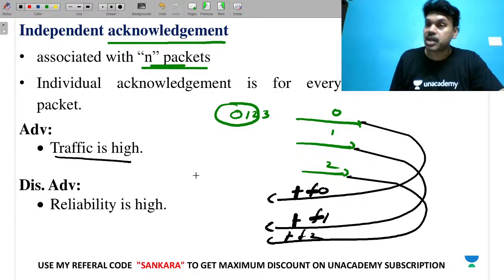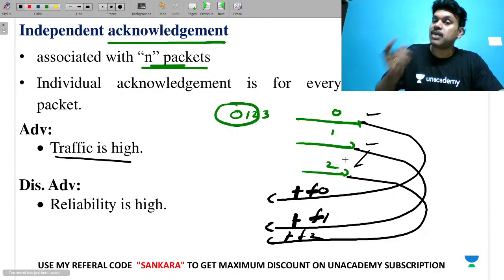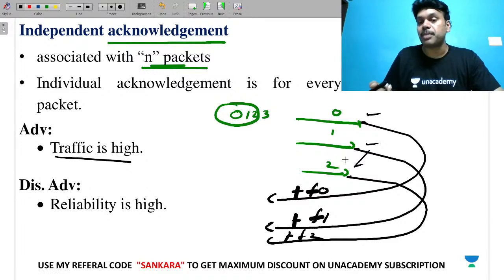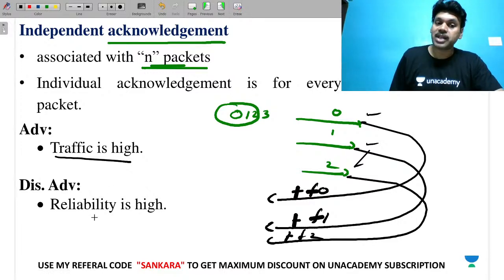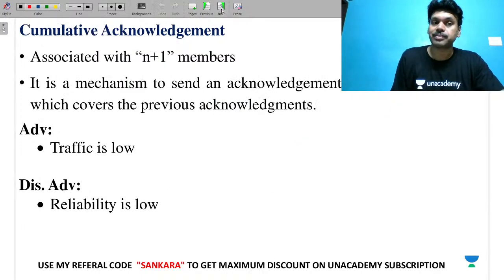Why? I will come to know which frame is lost and which frame is a success. For a success frame, I will send positive. For a failure frame, I will send what? Negative. That's why its reliability is also very high. That is the advantage of the independent acknowledgement system.